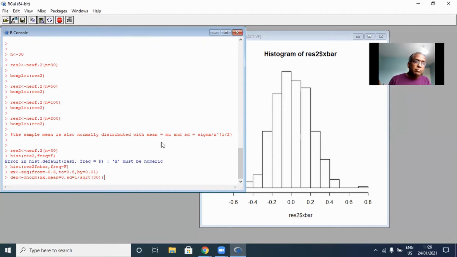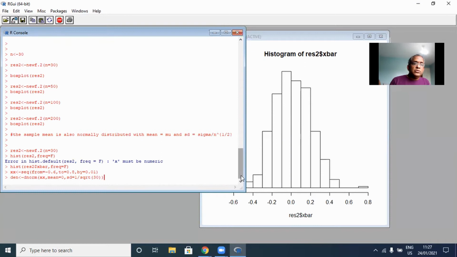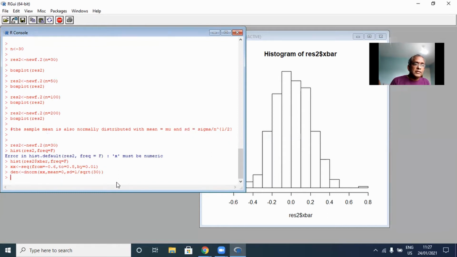If you look at the function above, you see we took mu to be 0 and standard deviation to be 1, so that's sigma equal to 1. So for the sample mean, your mu will be 0, your standard deviation will be 1 divided by root of n, so 1 divided by square root of 30.